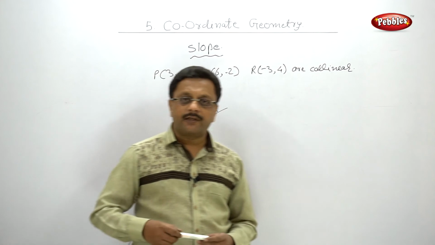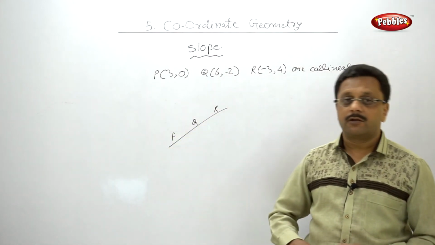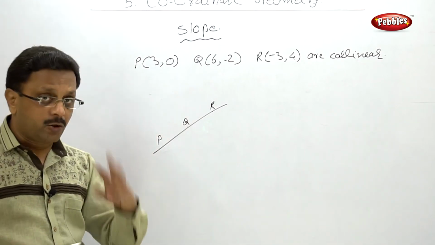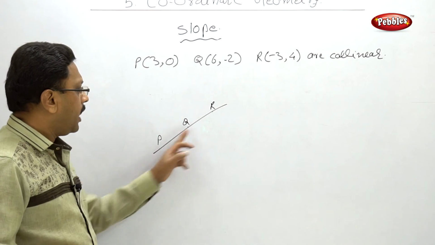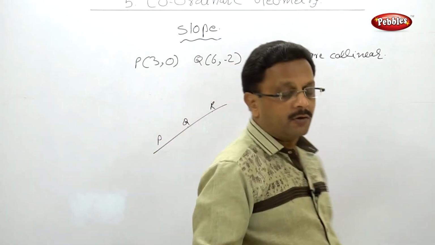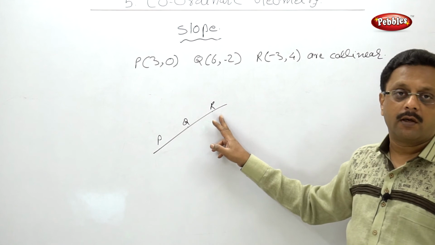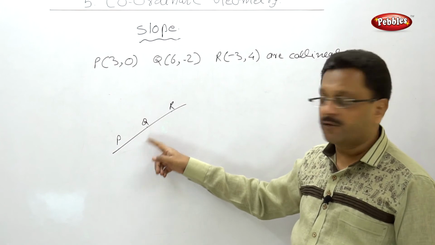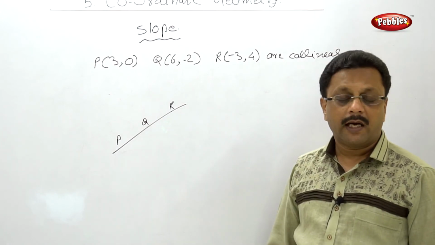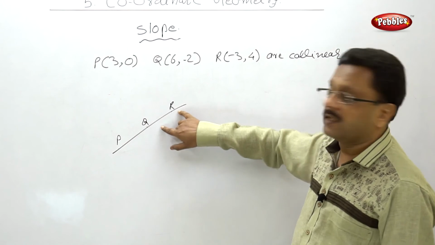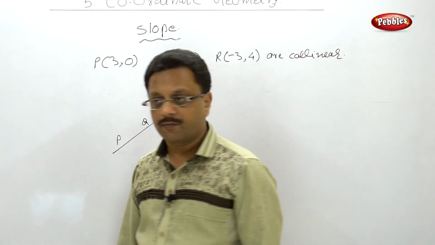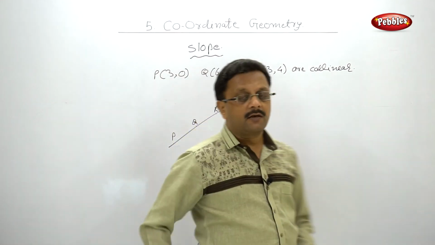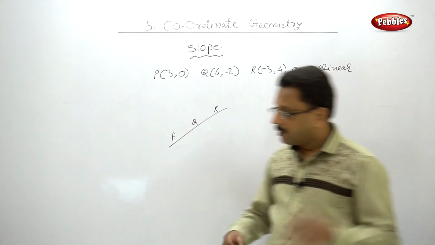This example is quite common and quite famous for the October papers. Now, instead of finding out the three slopes, you can find out the slope of only these two lines, PQ and QR. If those slopes are same, you can simply say that point Q is common for PQ and QR both, and since the slopes of these two lines are same, these points are collinear. Or you can find out the slope of three lines and then say that these points are collinear. Okay, let us go ahead.